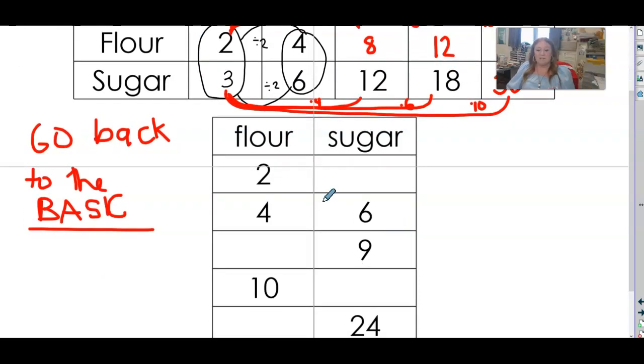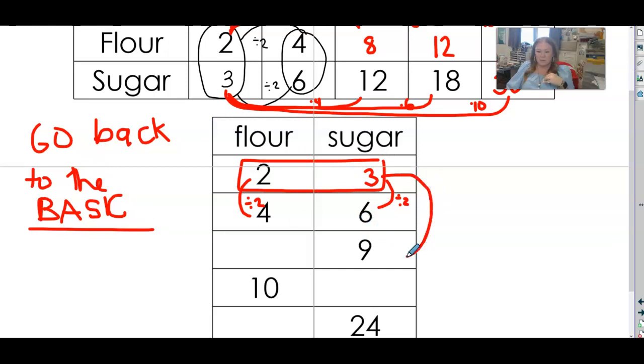Okay, so let's try that flour and sugar again with some different numbers. So we're going to divide to get smaller. We're going to divide by 2 to get 2. We're going to divide by 2 to get 3. So here's our basic ratio. This is the one we want to go back to every time. So we're going from 3 to 9. 3, 6, 9. We're timesing by 3. So 2 times 3, 2, 4, 6. There we go. Hey, now we're going 2 to 10. 2, 4, 6, 8, 10.